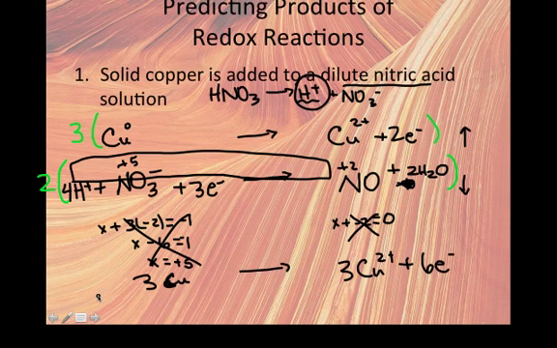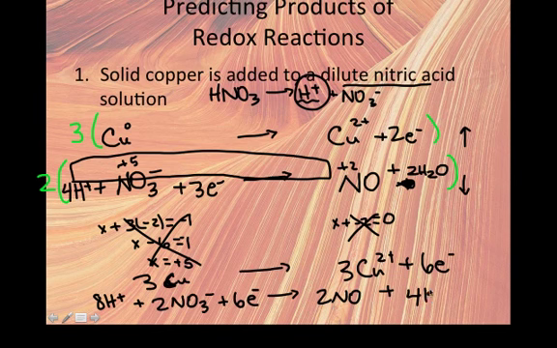How many hydrogens? 8. Okay. And how many nitrates? 2. How many electrons? 6. Keep going. 2 nitrogen monoxides. And 4 waters. All right. Good. It's getting easier all the time.